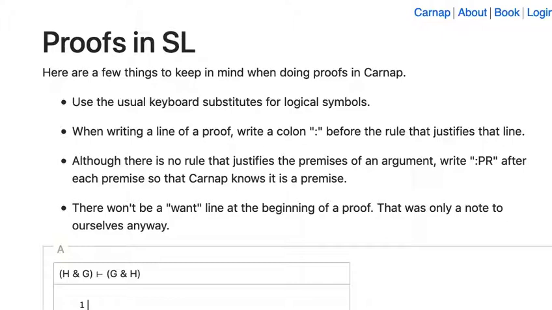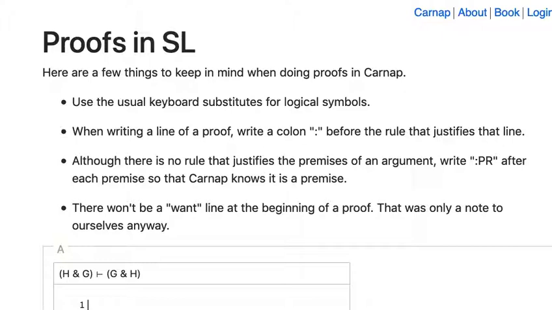We use all the usual keyboard substitutes for logical symbols. But when writing a line of proof, you write a colon before the rule that justifies that line. So the colon says, I've written the sentence, now I'm going to give you the rule. And although there's no rule that justifies a premise of an argument, for Carnap, we write colon PR after each of the premises so that Carnap knows that it's a premise. And that allows Carnap to structure the proof appropriately.